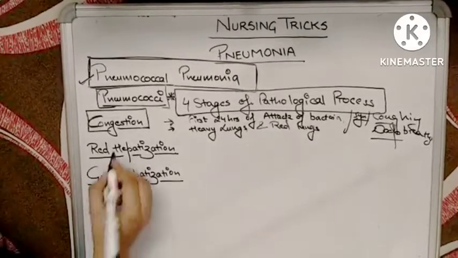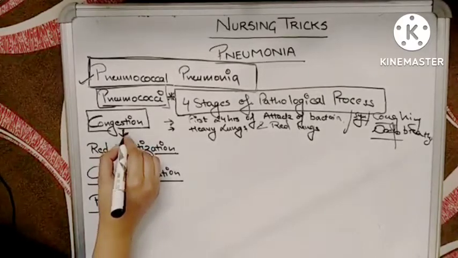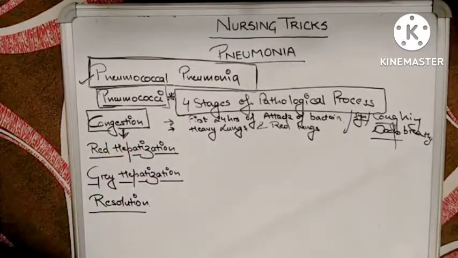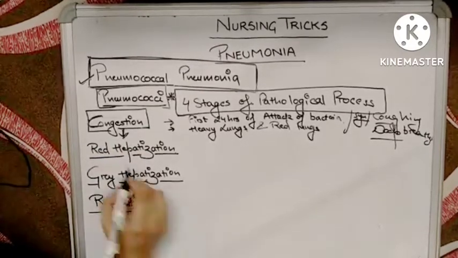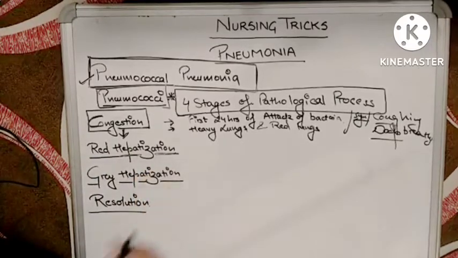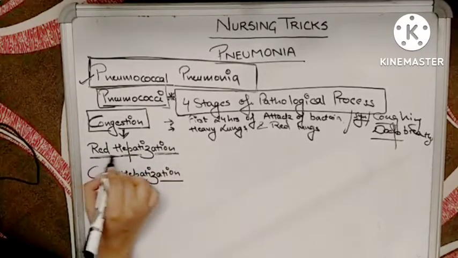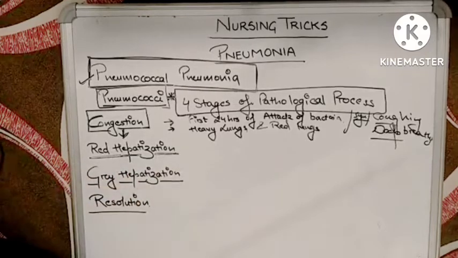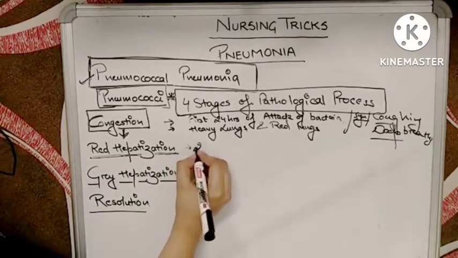Now next is the red hepatization stage. Now you can see here the red hepatization stage. Red, okay, we know red is a color. Hepatization, hepatic means liver. Now why is this word coming here? Something is happening like the liver. What happens here is, first of all, this stage occurs at 2 to 3 days.